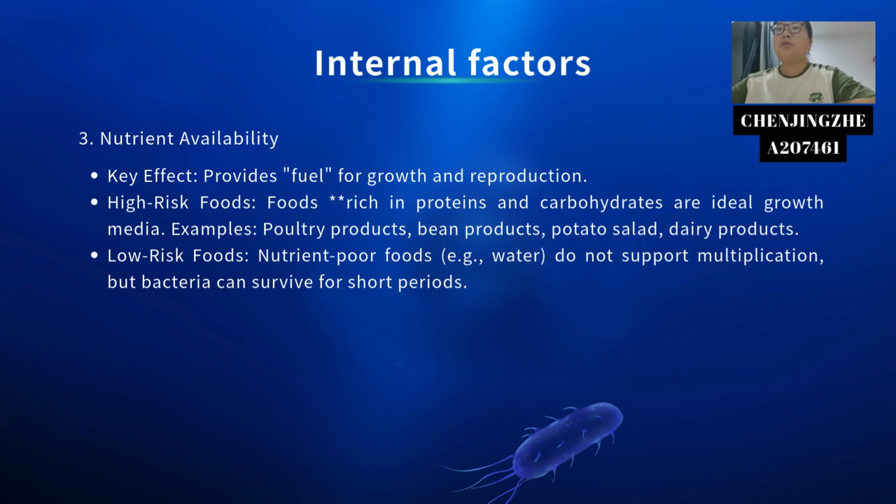The third one is nutrients and food structure. This bacteria isn't picky. It can use simple nutrients to grow rapidly. Protein and carb-rich foods like potato salads, dairy, or poultry are perfect breeding grounds. Also, its physical form matters. Shigella can live with or without oxygen.